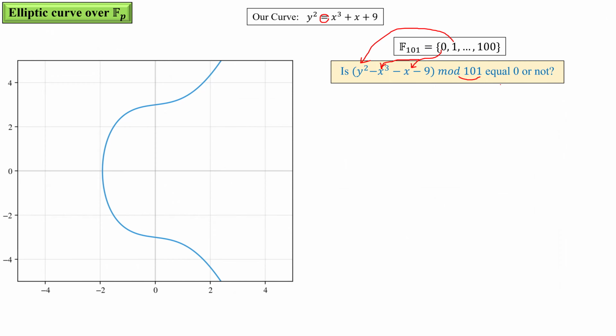Okay, let's overview with an example. We want to pick 0 and 0.